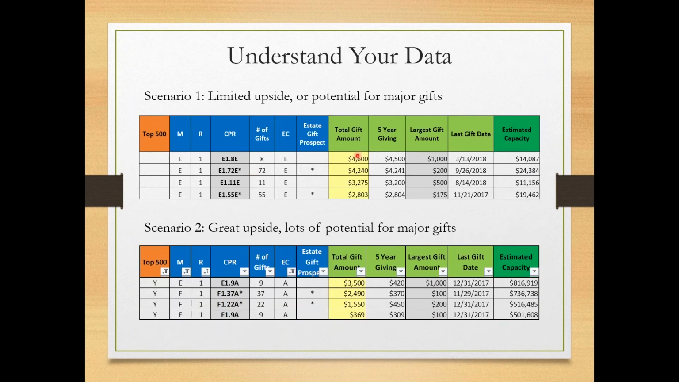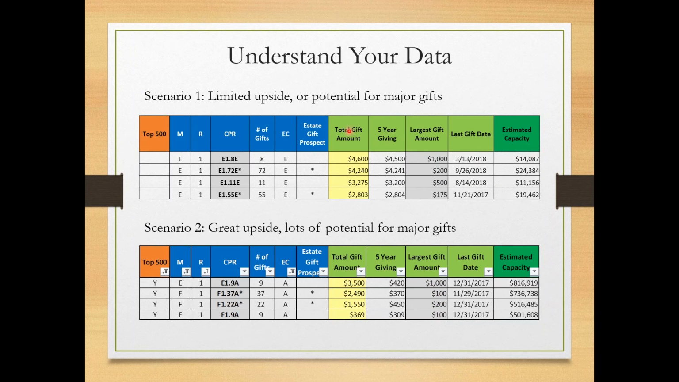In the first scenario, you may have a person here who's got a monetary score of E, meaning they've given only between $2,500 and $5,000. So their cumulative giving score, 4,600, ranks them as an E. However, their last gift was within the last year. They've made 8 gifts. But if you look at their estimated capacity, there's not a whole lot of upside here. They've only got an estimated capacity, according to Donor Search, of about $14,000 over a 5-year period. So do we want to keep these kinds of prospects in the portfolio?